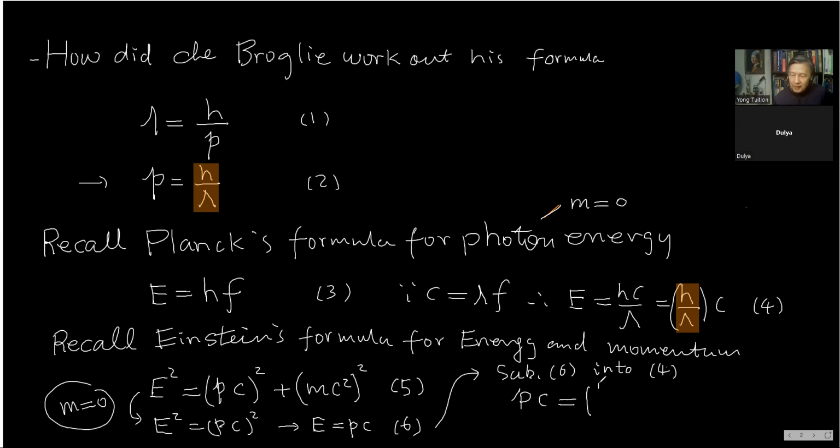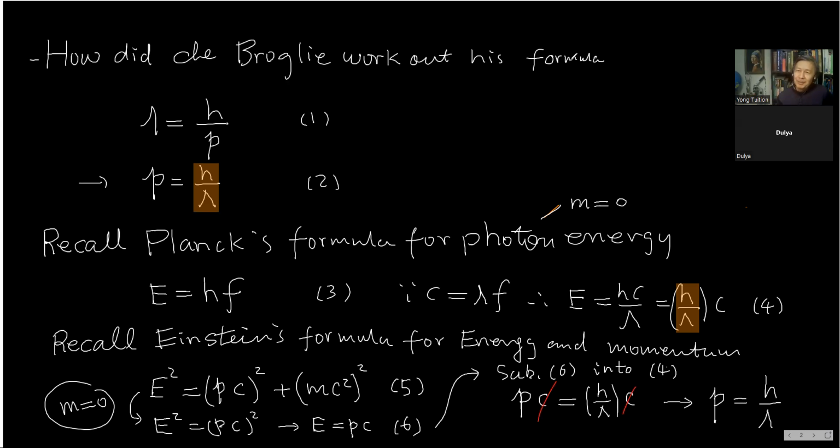The algebra is not very complicated actually. We can still write this factor here, h over lambda, and that is a C. Can we simplify this formula a little bit? PC equals PC. We cancel the C. What can we obtain? P equals H over lambda. Wow, whose formula is that? De Broglie's formula.